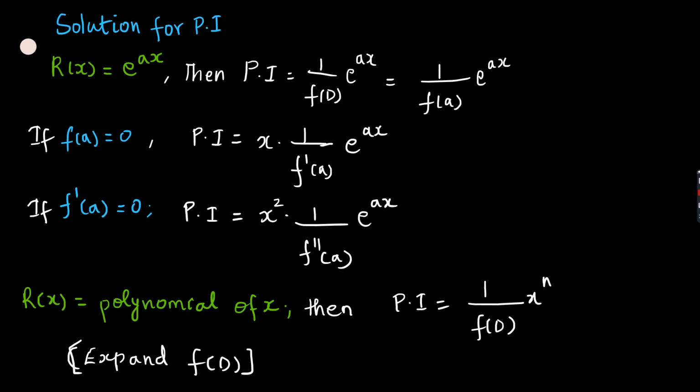But if your f of a is equal to 0, then you have to differentiate your f of D and then substitute your a. And again, if your f prime of a is 0, then you have to differentiate again, f double prime of a, and substitute for a. Okay, so next, if r of x is a polynomial of x, then what do we do?